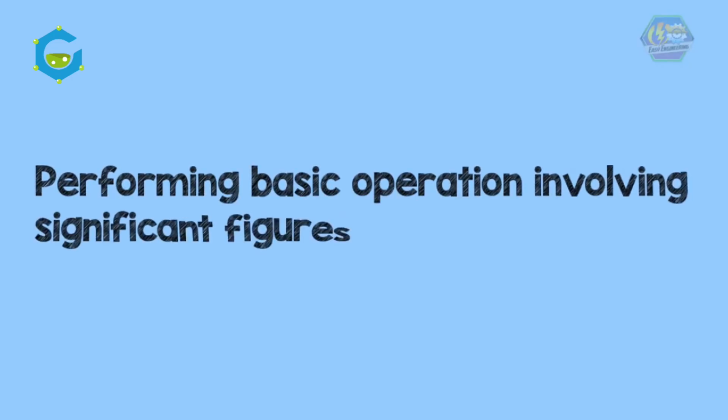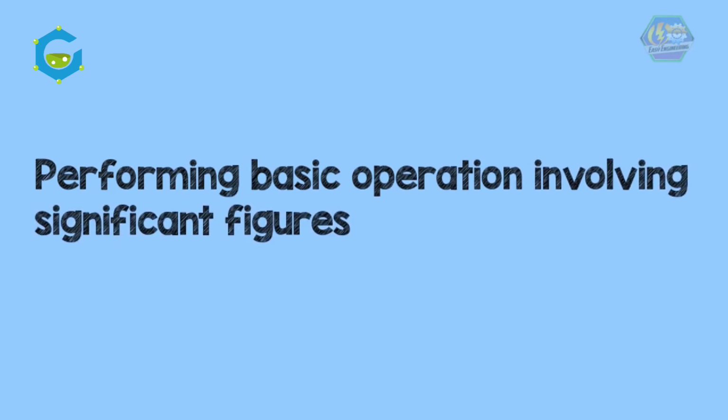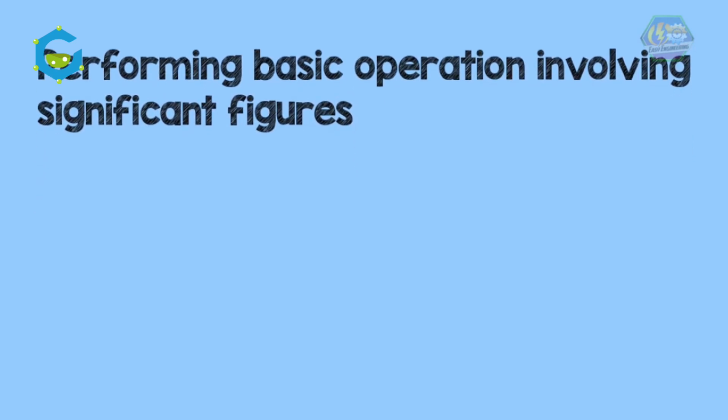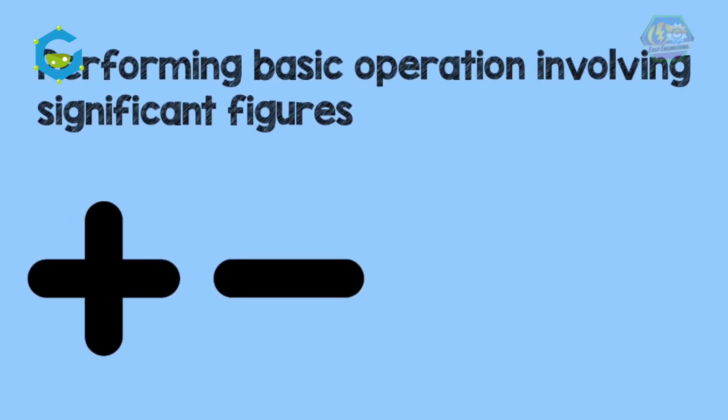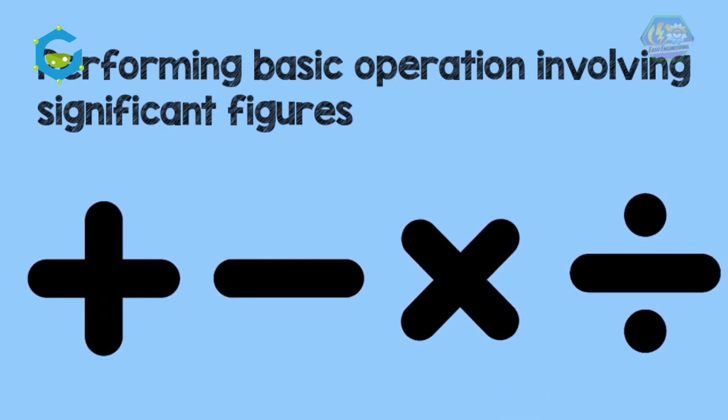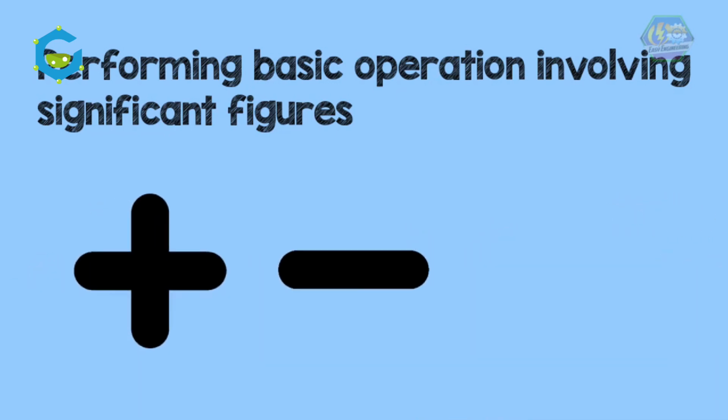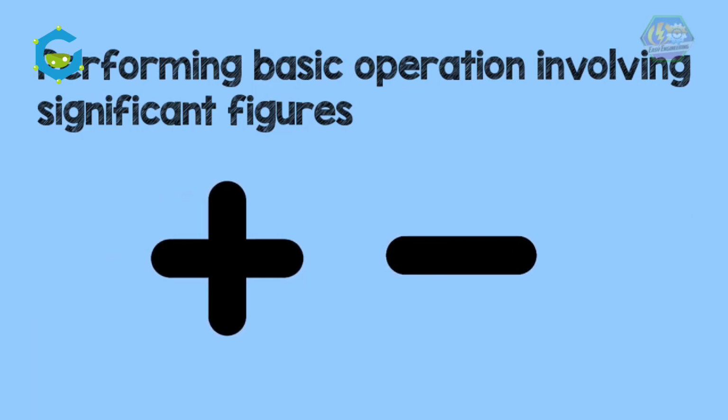Now how about performing basic operations involving significant figures? There are also rules if you perform basic operations like addition, subtraction, multiplication, and division. For addition and subtraction, you just add or subtract them in the normal way and round off your answer to the least number of decimal places of any number in the problem.